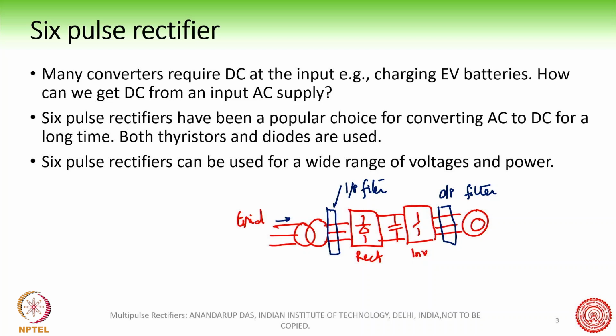So this is a typical arrangement of an industrial drive, and 6 pulse rectifiers have been a very popular choice for this. This rectifier very often is a 6 pulse rectifier. A 6 pulse rectifier means a 3-phase diode bridge rectifier. Usually it may be a thyristor based rectifier, but thyristor rectifiers are now getting obsolete, so generally we use diodes here. It is available for a wide range of voltages and power, so it is a very popular choice.